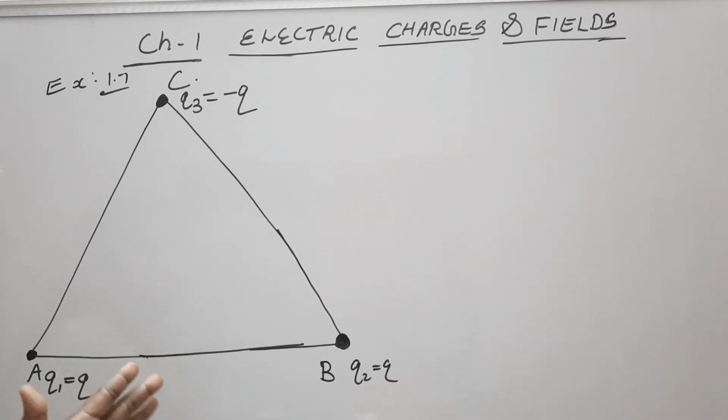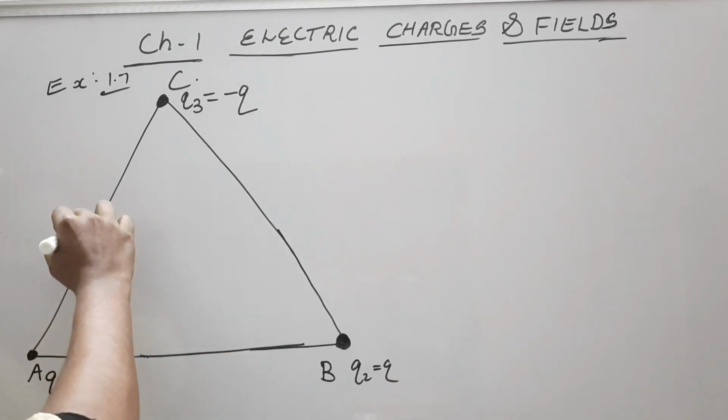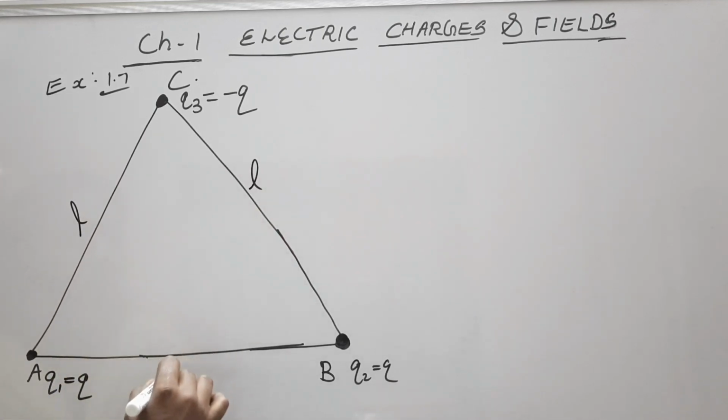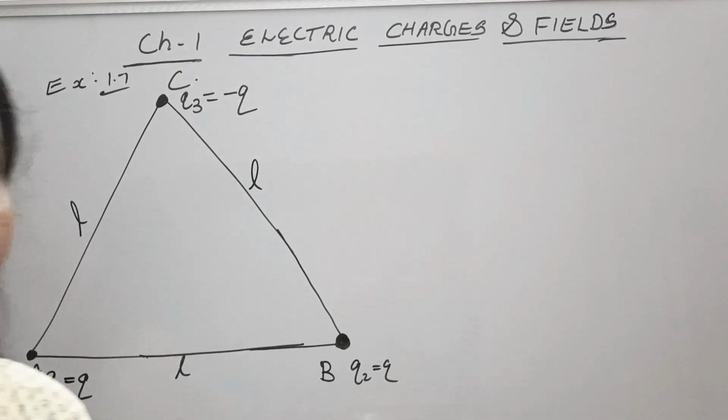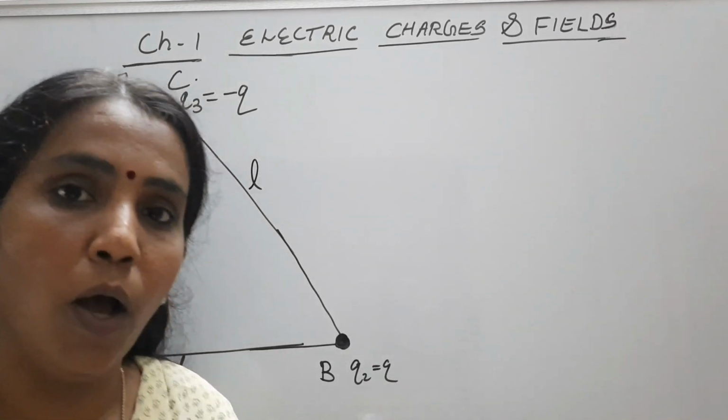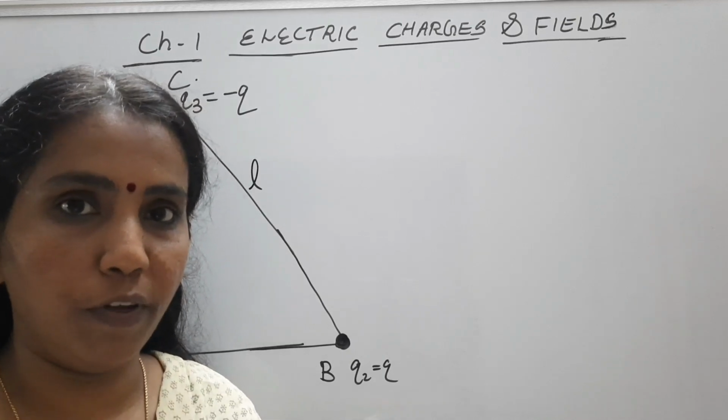So this is how the charges are given. It's given the triangle is an equilateral triangle. So we take the length of each side to be L. Okay, and at each vertex charges are kept. At A it is Q, B it is Q, and at C it is minus Q. If so, you're asked to find the force on each charge. That is the question. So you're asked to find the force on each charge means you have to find both magnitude and direction of the force.